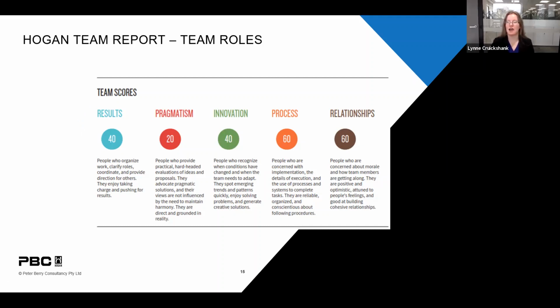If you were looking at this particular team, particularly given their high scores and their low scores, what do you think this team may look like day to day? What might we expect from this team?